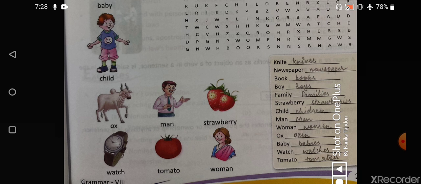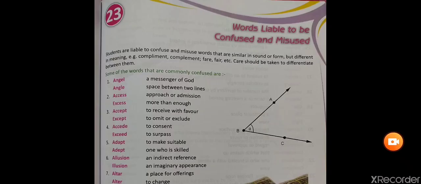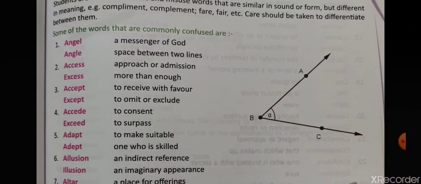Coming on to chapter number 25, which is words that are likely to be misused and to be confused. So our chapter is words liable to be confused and misused. These are the words where some have the same pronunciation, and some have the same spellings, or a very slight spelling difference is there, but they have totally different meanings. For example, first word is angel and another word is angle. These have absolutely different pronunciation, but kind of the same spelling. If you get confused between EL and LE, you can make the answer different. And they have totally different meanings.